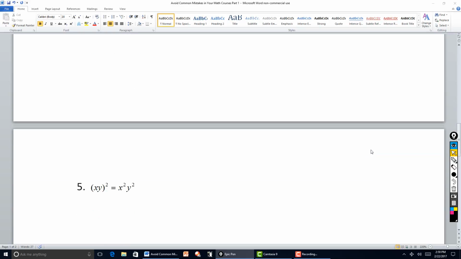Look at the next one. X times y in parentheses squared is equal to x squared times y squared. Okay, that's just your basic rules of exponents. Pretty straightforward. So that one is true.